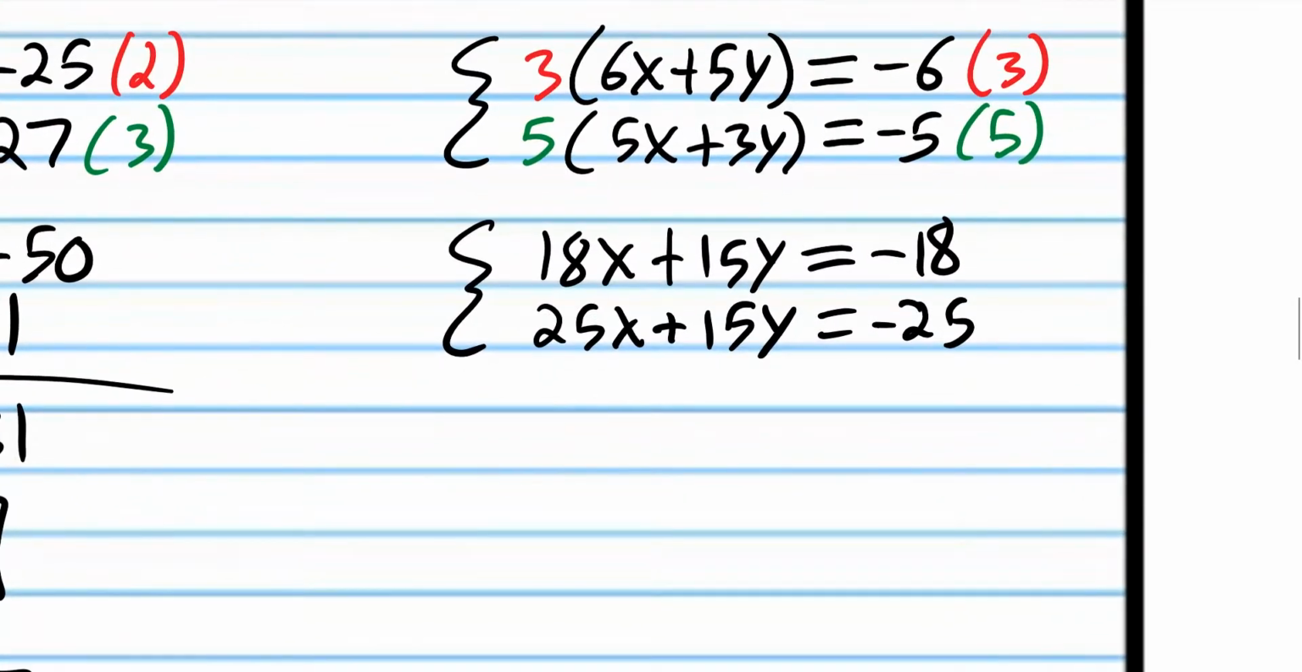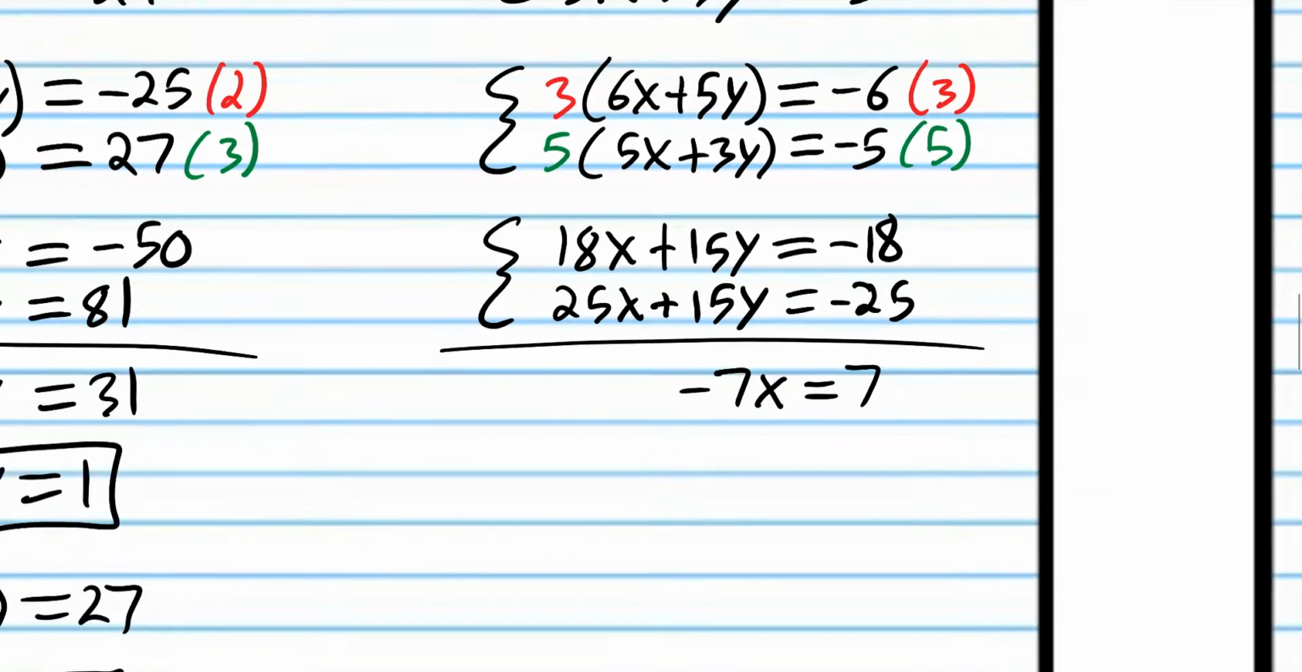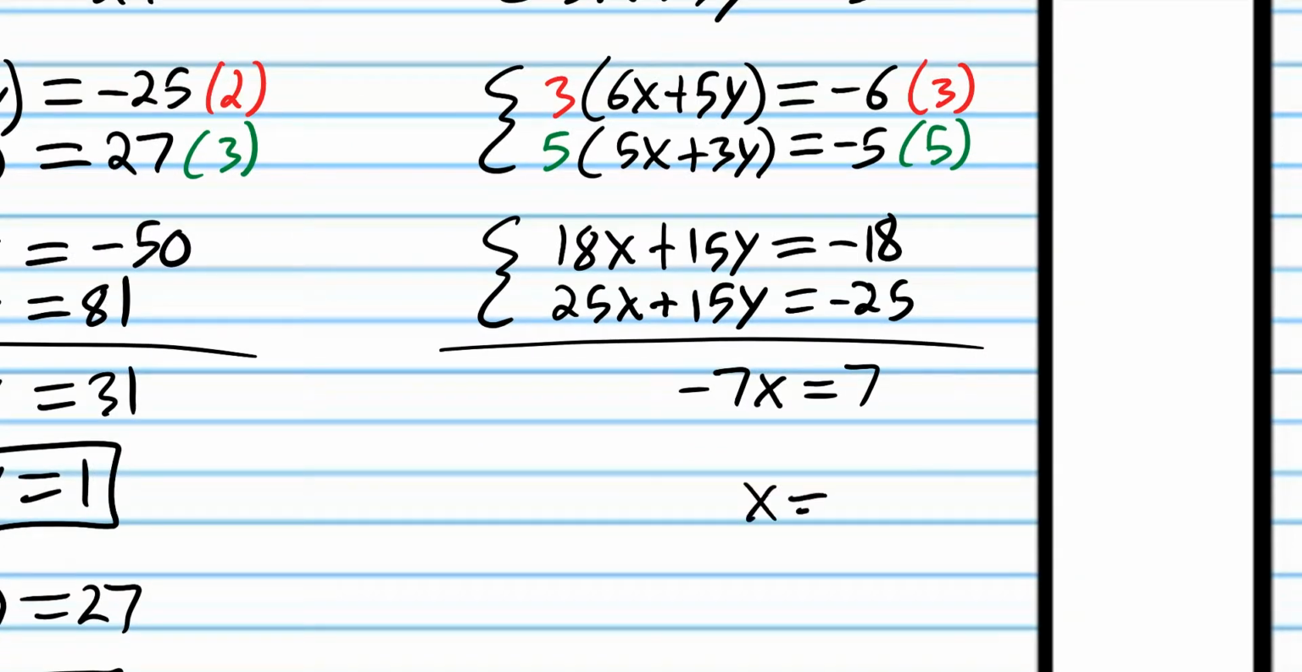And now we can use a subtraction property. We cannot add these together because I didn't multiply by a negative up here. So we can subtract, and then we get negative 7x is equal to 7. And we have x is equal to negative 1.